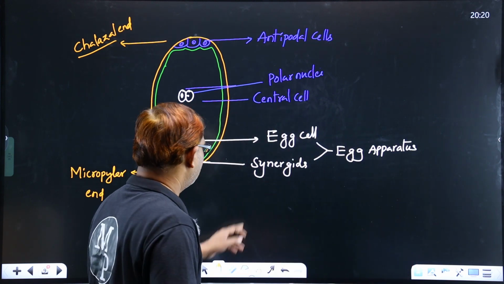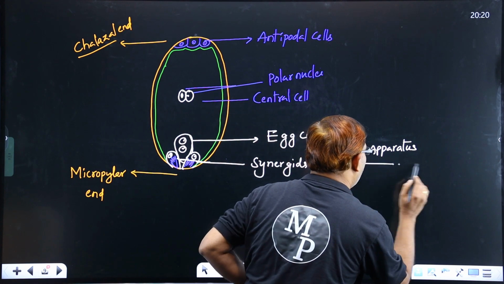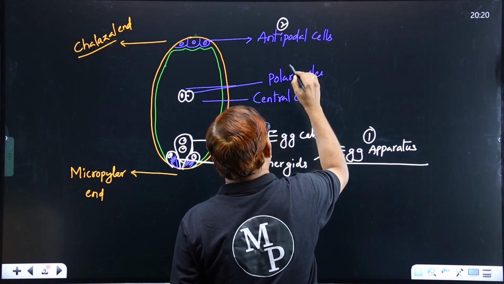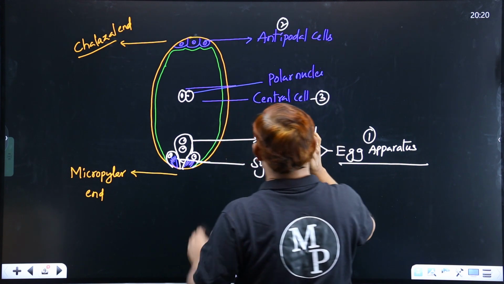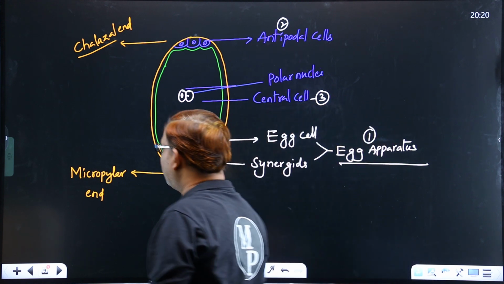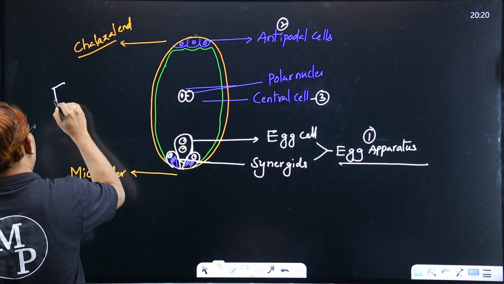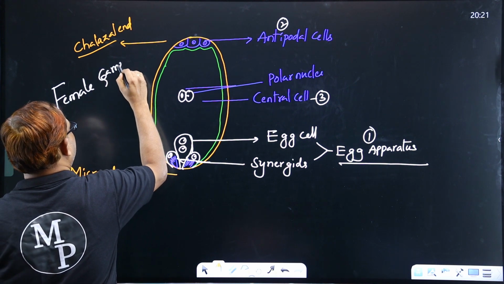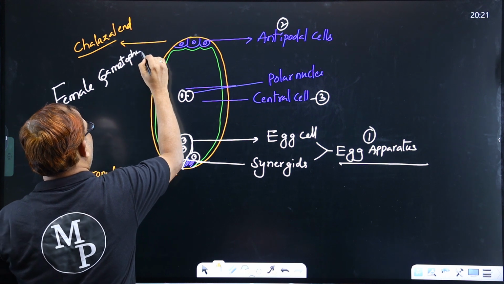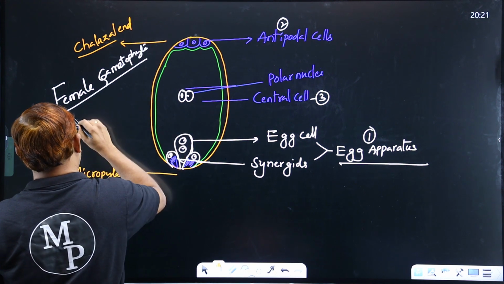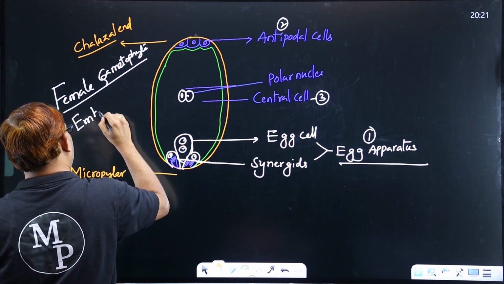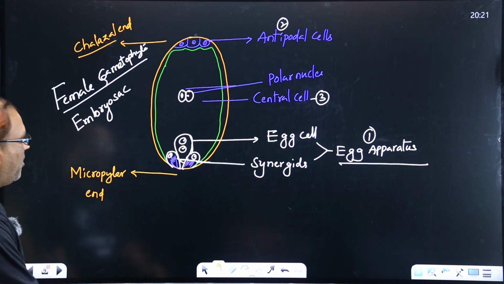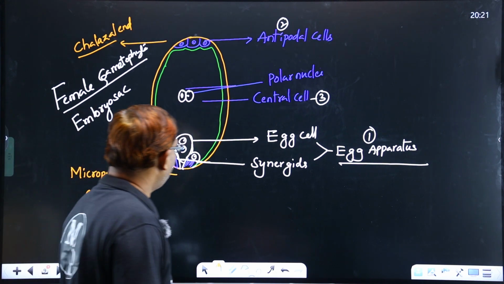Egg cell and synergids constitute the egg apparatus. This is the first part. Then this is the second part. Then the central cell is the third one. So this is the complete structure of the female gametophyte, also known as the embryo sac. There are three parts. Is everyone clear? Careful now.